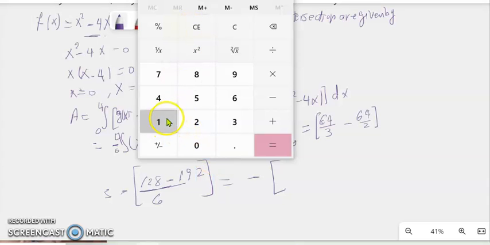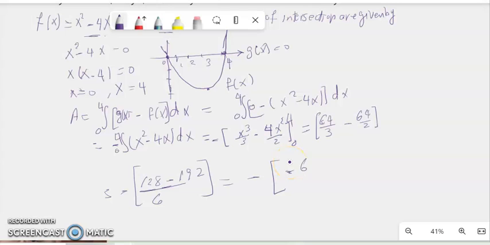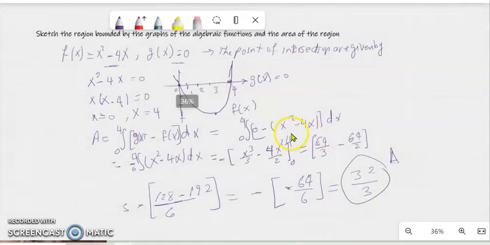So 128 minus 192 equals minus 64 over 6, with the negative sign in front. Simplify by dividing by 2, that's 32 over 3. And that's the area of the region between the integration limits 0 and 4 for these two functions. Alright, and there you have it.